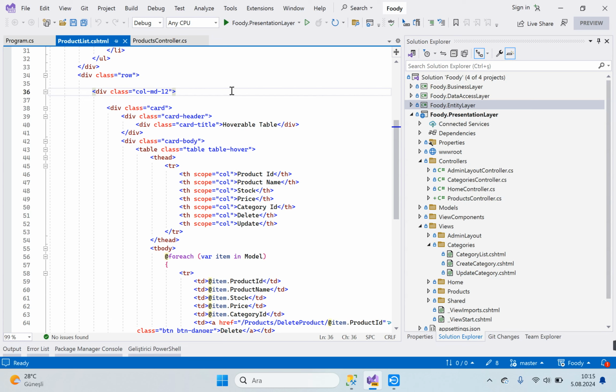In our last lesson, we prepared relationships. First, let's enter a few sample data into our product table. Go to the product table.